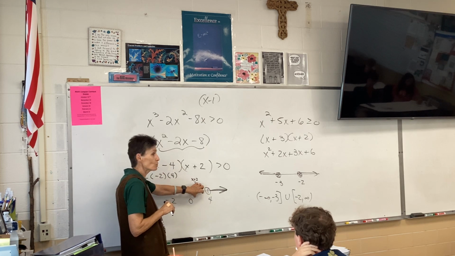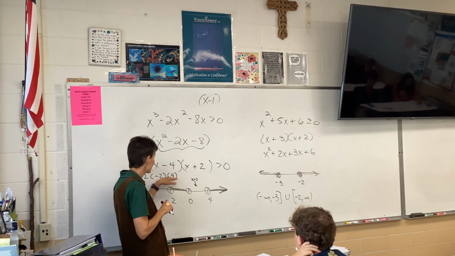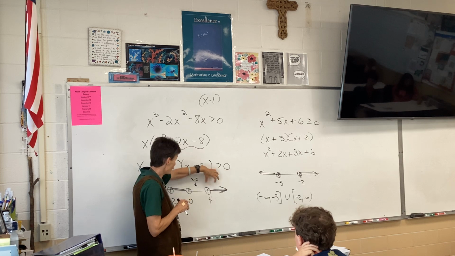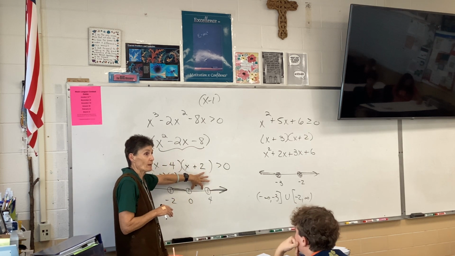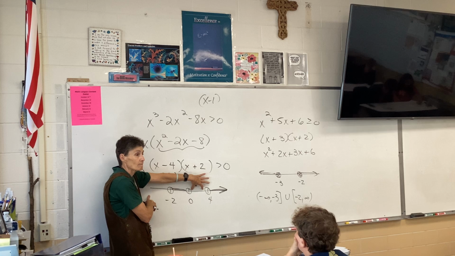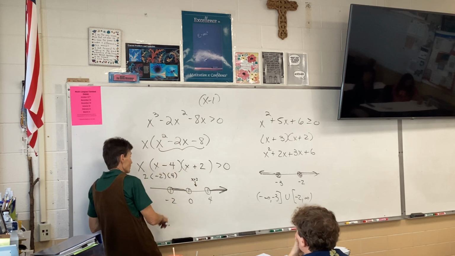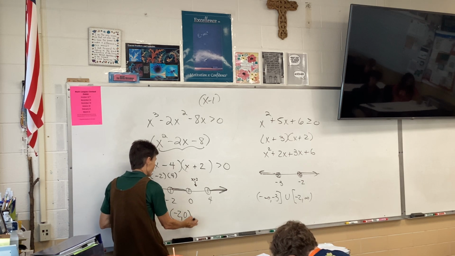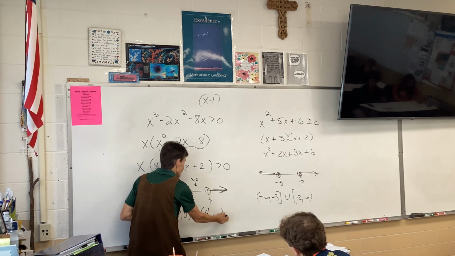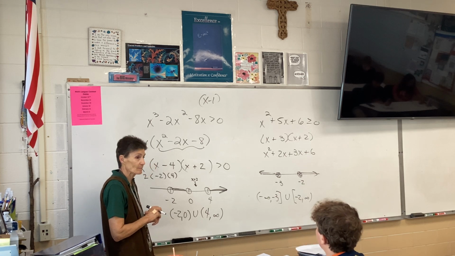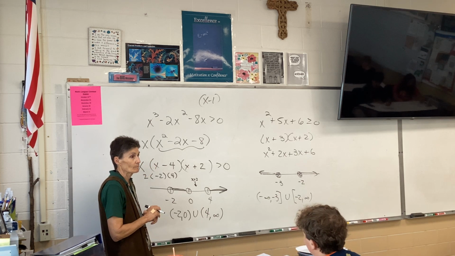Now, if hers would have worked, let's say we did this and got +16. +16 is greater than 0. So we would shade that one. Where else would I shade? I would shade that one. And this one. Okay. So what's my answer? Should these be colored in? No. So my answer is -2 to 0. And then 4 to infinity. Is that okay?